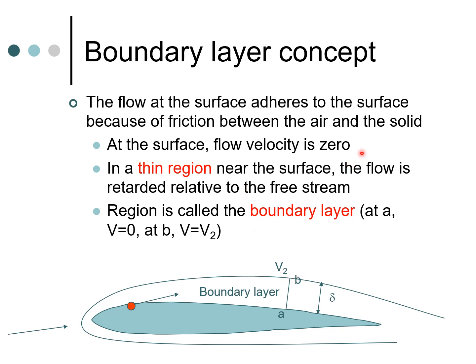So again, to recapitulate these important concepts, at the surface flow velocity is 0. In a thin region near the surface, the flow is retarded relative to the free stream. So essentially it's slowed down compared to the free stream. And the region here between A and B, it's called the boundary layer.